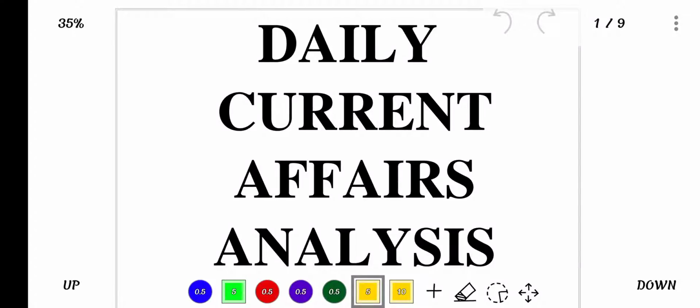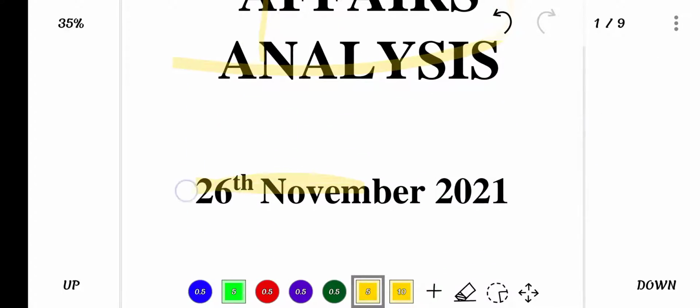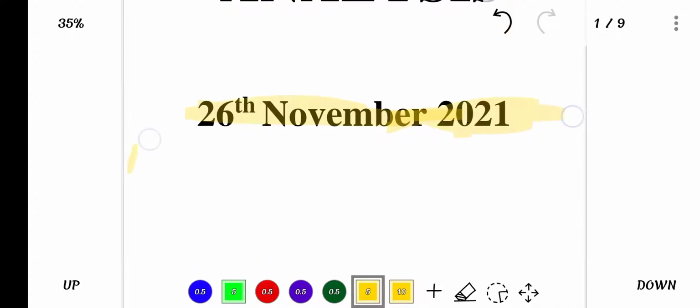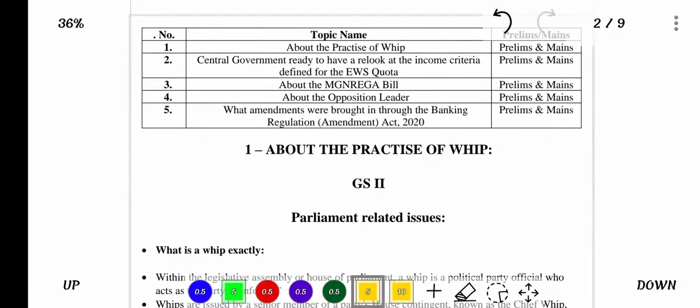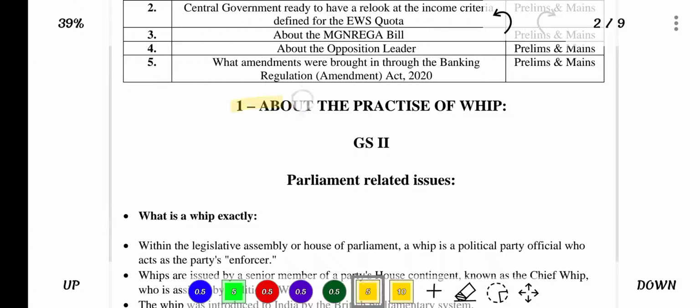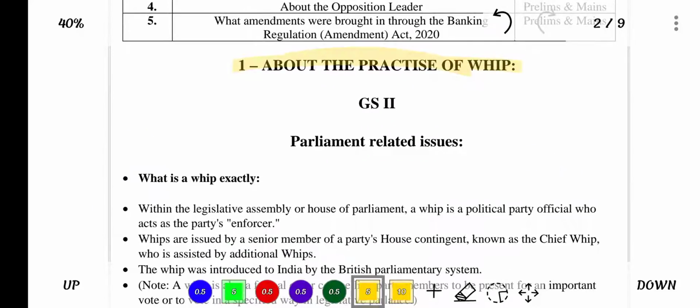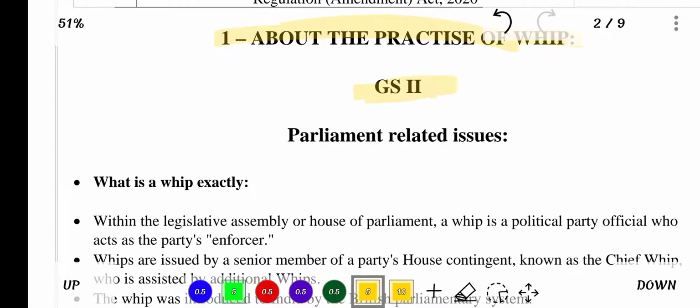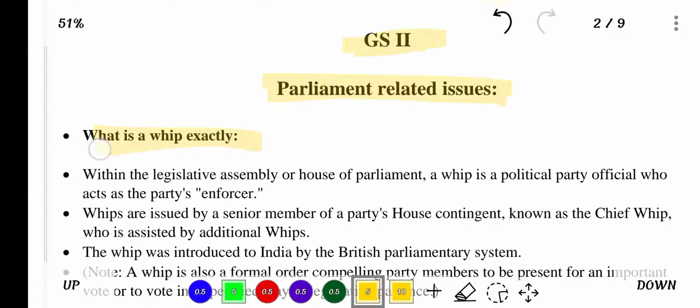Okay, so hello everyone. In this video, we will do the daily current affairs analysis of 26th November 2021. So, the first topic which we will discuss is about the practice of whip. It is from GS paper 2 and the topic is parliament related issues. So, what is a whip exactly?